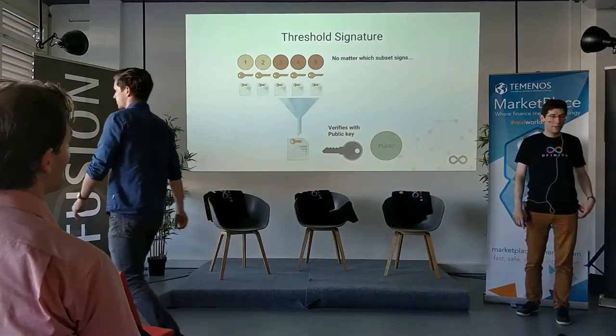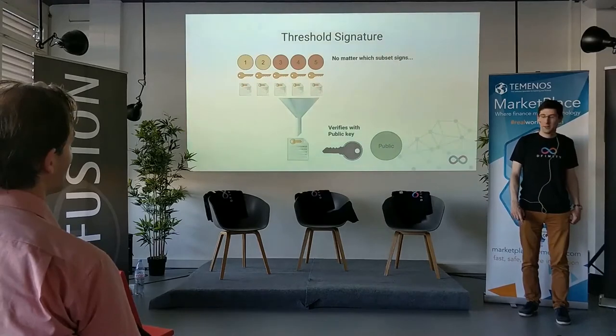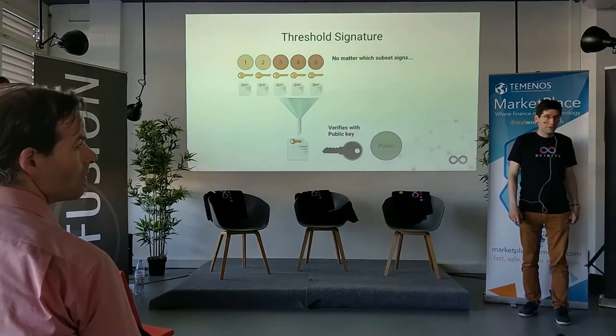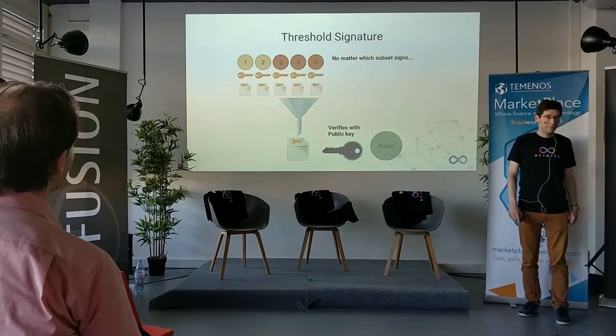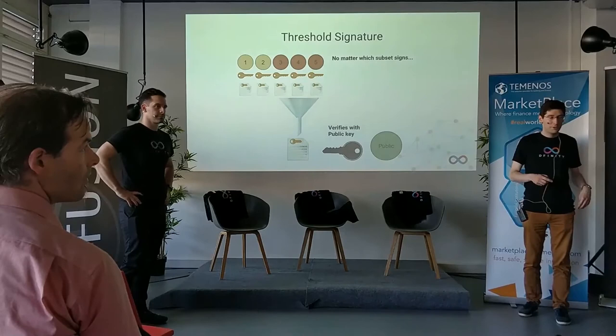When you're talking about no matter which subset signs, considering, for example, the first and the second one are actually illegitimate, but then you select 1, 2, and 3, that means 67% of them are illegitimate. Do you still get the same signature? What do you mean by illegitimate?